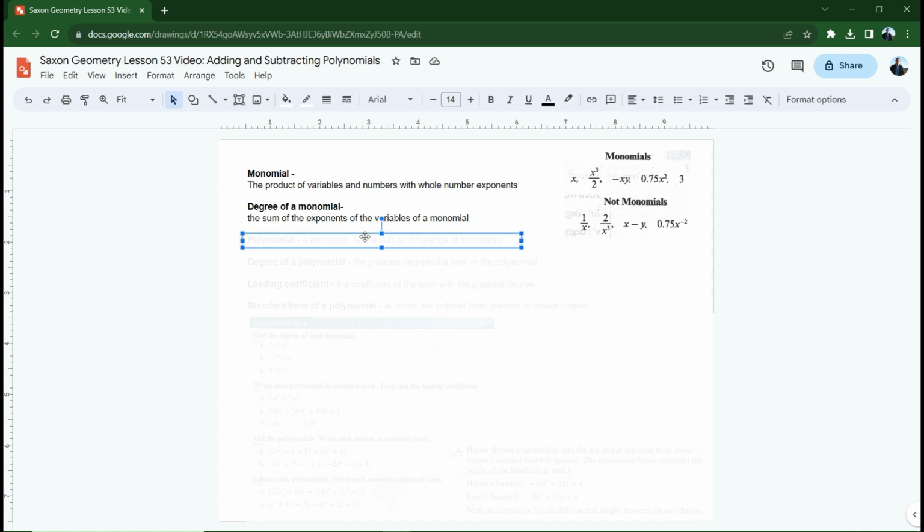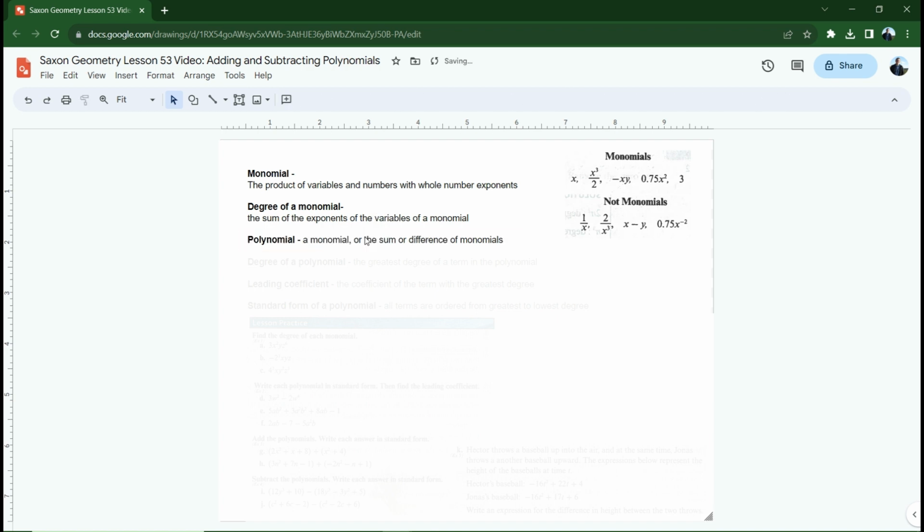All right, a polynomial then, the thing that we're actually focusing on in this lesson, is either a monomial, which by definition is a type of polynomial, or the sum or difference of monomials. The reason that x minus y here isn't a monomial is because it's the difference of two monomials, so we would call this a polynomial. None of these other ones, by the way, are polynomials, except for x minus y. All of these monomials technically would be considered polynomials.